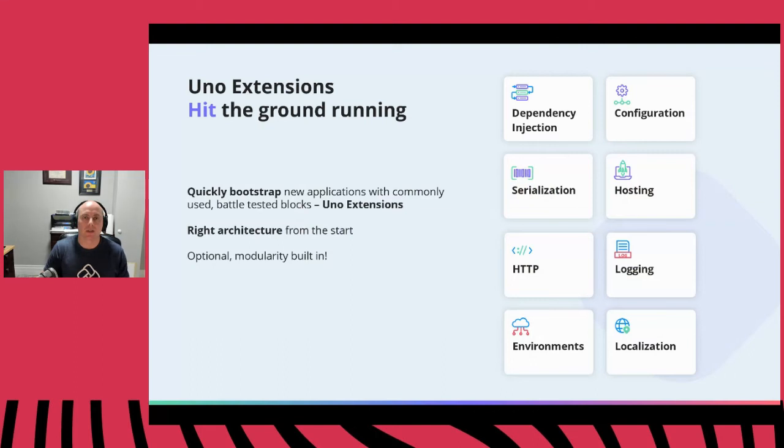were the Uno Extensions. This is another first-party library that we've built for allowing you to have modular, battle-tested bits of functionality that you can just pick and choose and drop into your applications, right? Whether you want to get started with dependency injection, deal with serialization, or do logging with Serilog sinks or logging to the console, or central logging, stuff like that.